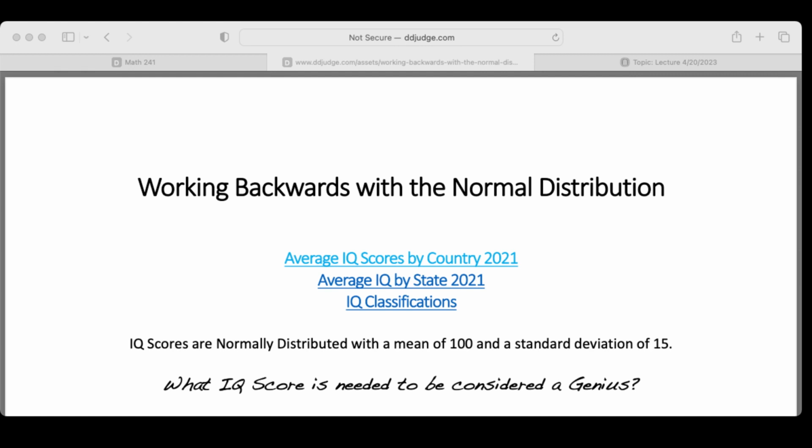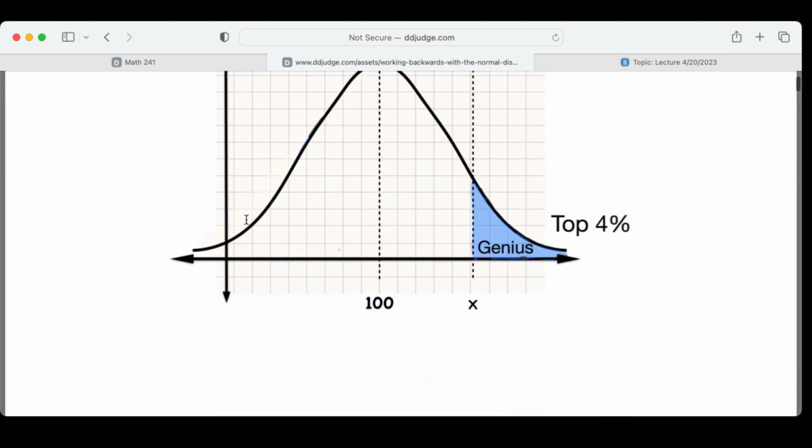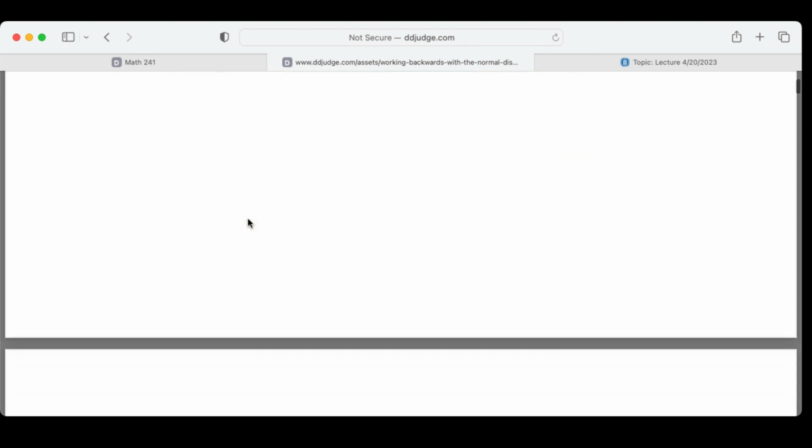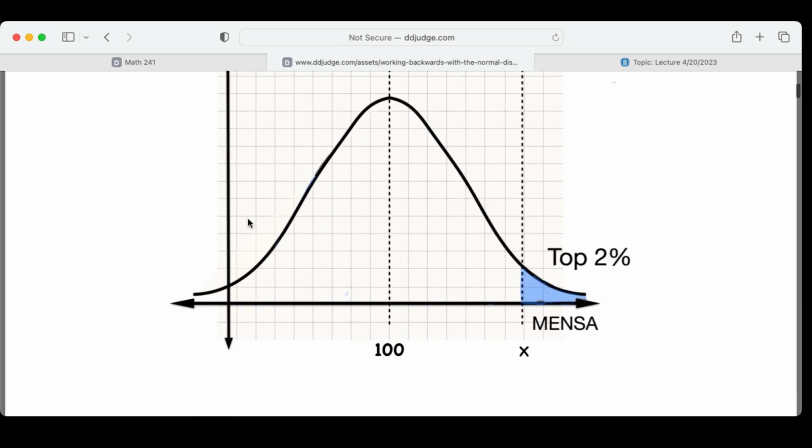We're going to work on this stuff, but you know what a genius is again with IQ scores? Top 4%. You see where we're headed? What about a Mensa? Top what? 2%. So I got to share with you guys how to work backwards. Oh, you're going to use the TI, of course.